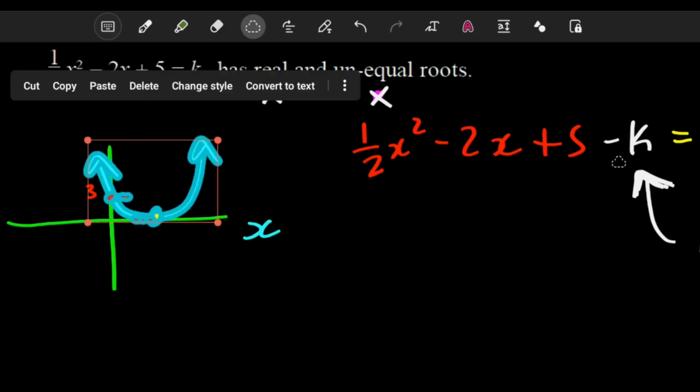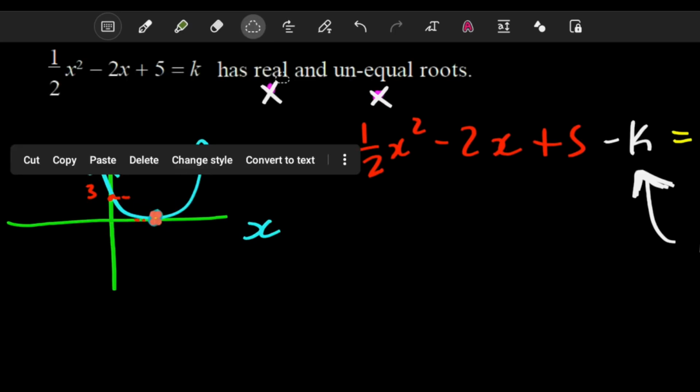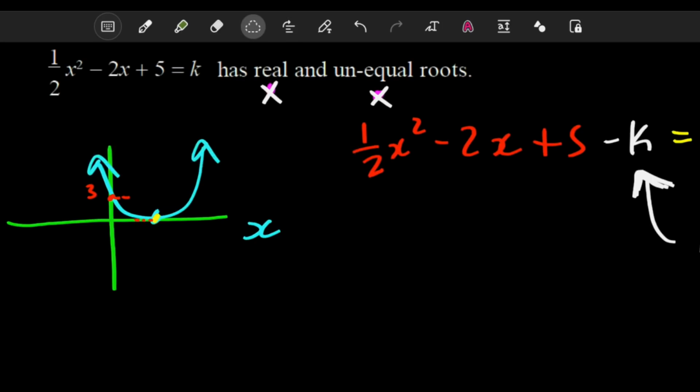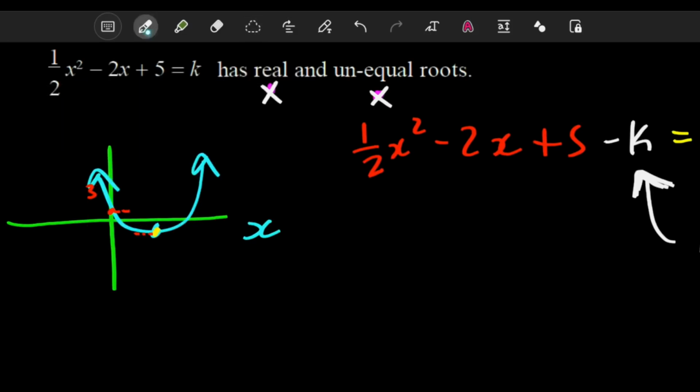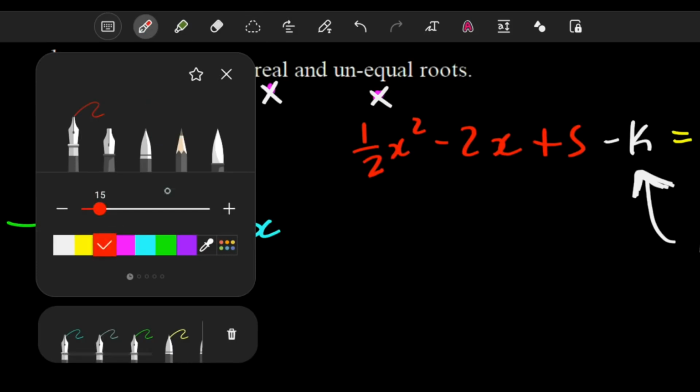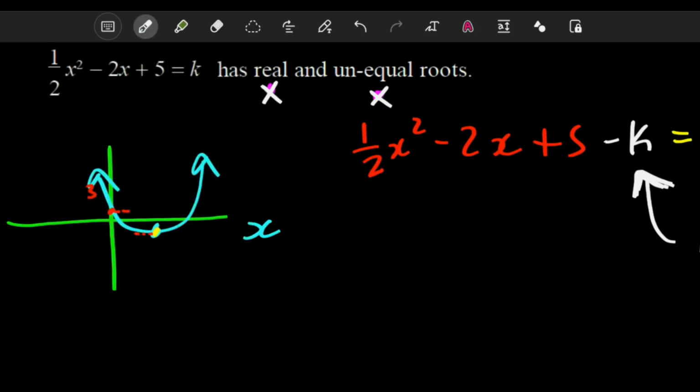So let me take this image here. If your k value is technically a scenario where your graph has been moved down more than 3 units, that's the only scenario that qualifies for the question they're asking us. The question asked us for which values of k your graph will have real and unequal roots. So technically it will have real and unequal roots as long as our graph has been moved down more than 3 units. So let me write that in words first and then write it as an answer.